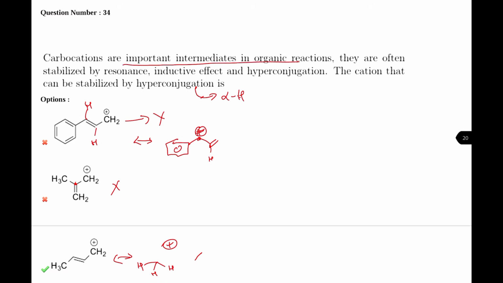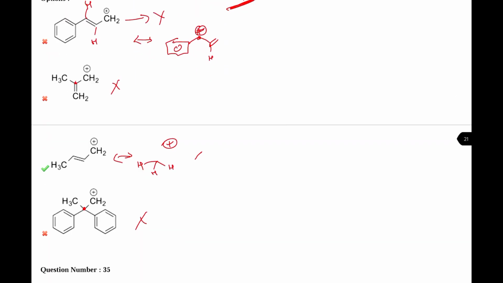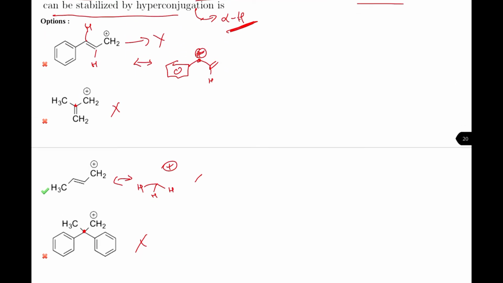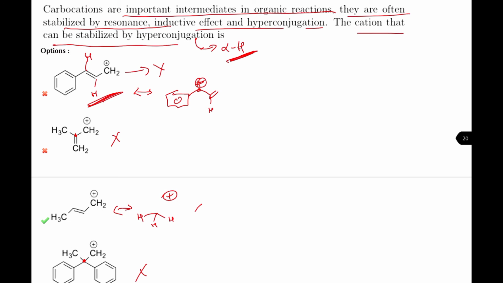Carbocations are important intermediates in organic reactions. They are often stabilized by resonance, inductive effect, hyperconjugation. Cations that can be stabilized by hyperconjugation is a very simple question. All you need to look for is alpha hydrogens. If you see the options, it seems very confusing. That means they have included the other resonance structures. If you just see the first option, there is one hydrogen here, one hydrogen here, but there is no alpha hydrogen near this cation. So this option is wrong.